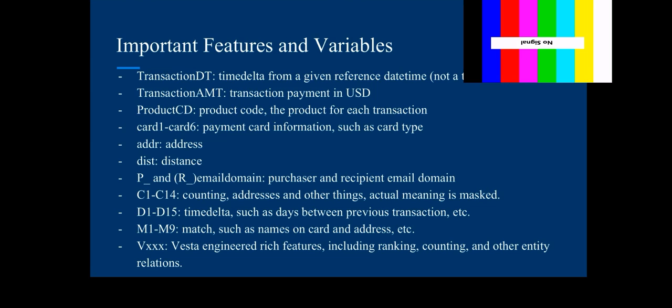For M, we got categorical features, such as names matched on cards and address. And we got a lot of V features, more than a hundred V features. So the problem here is that for most of the features, we don't know the real meaning.